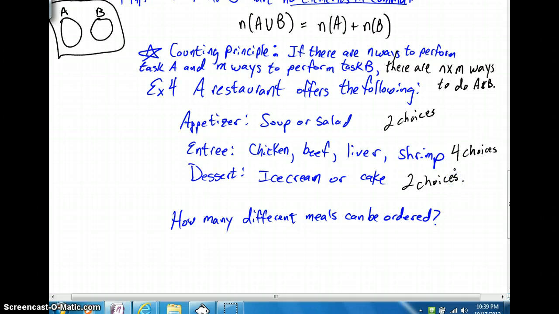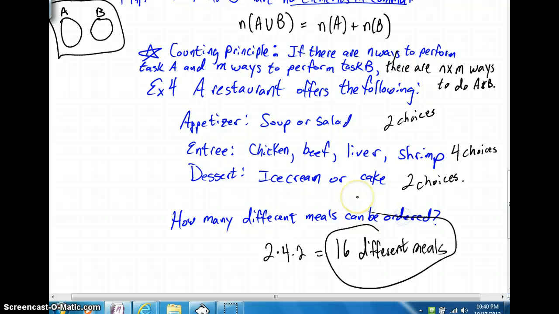Assuming that a choice is made for each of these stages of the meal, how many different meals can be ordered? Well, counting principle. 2 times 4 times 2. You could say there'd be 16 different meals that could be constructed from these choices.